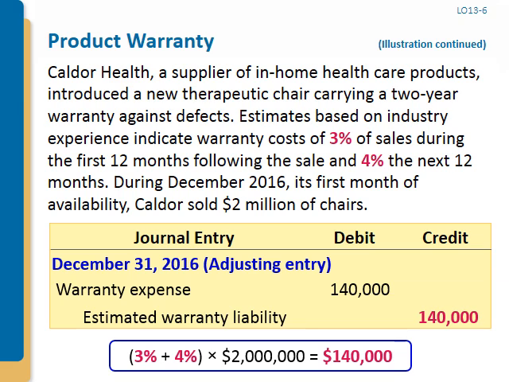Thus, the warranty liability is estimated to be $140,000. Consequently, the adjusting entry is a debit to warranty expense and a credit to estimated warranty liability for $140,000.